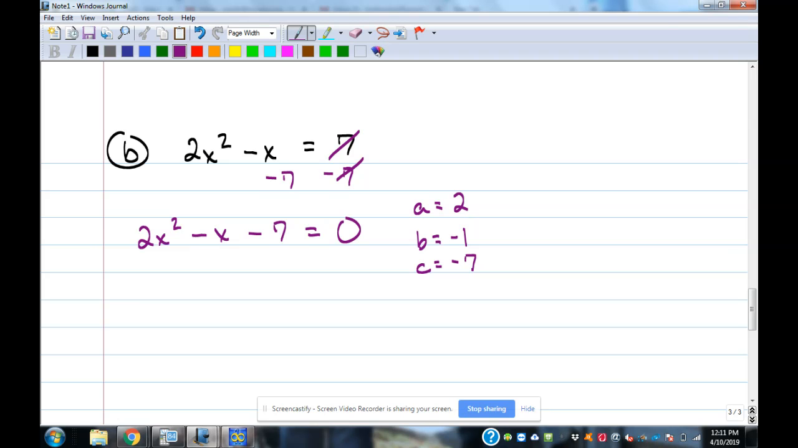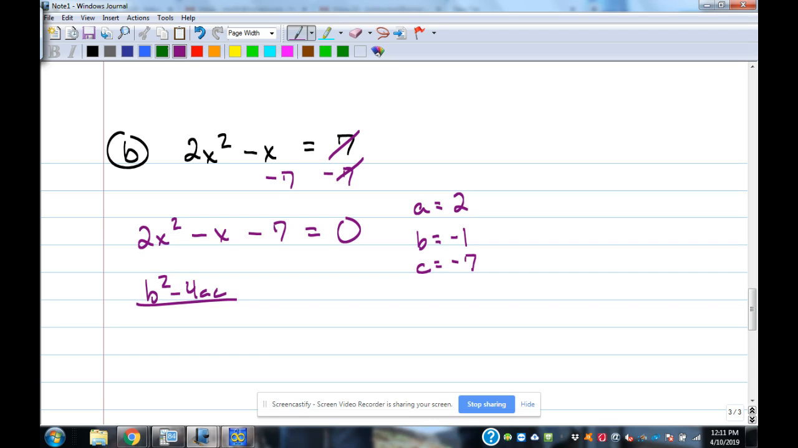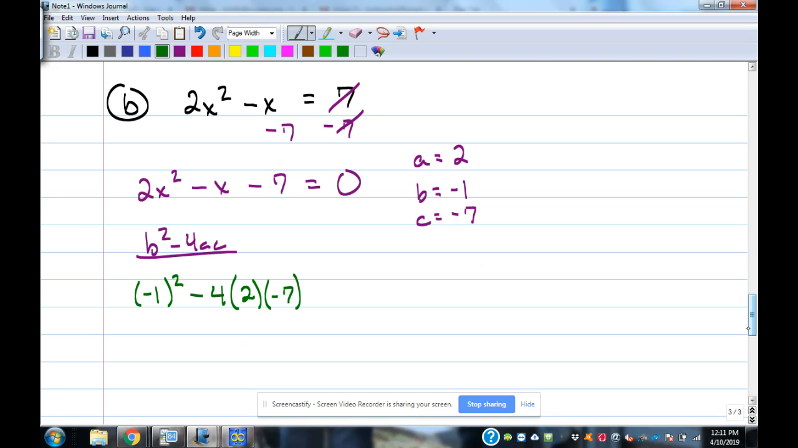All right. So again, the first thing that we're going to do is find the discriminant. Okay. So b squared minus 4ac. So negative 1 squared minus 4 times 2 times negative 7. So we're just taking the discriminant, b squared minus 4ac. B is negative 1, so that's what I put there. 4 times a is 2, c is negative 7. So I'm just plugging those things in.